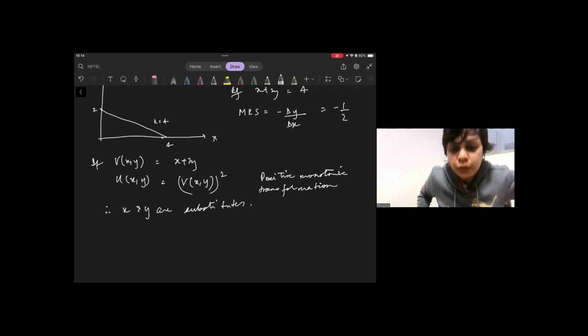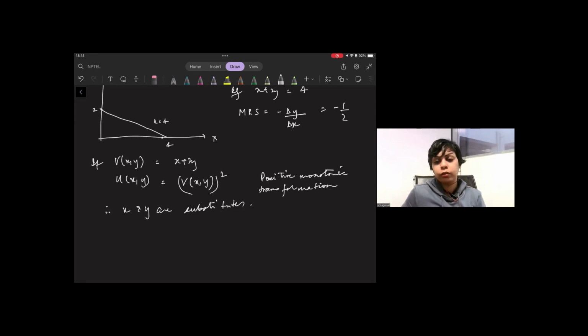They're not perfect substitutes. Why? Because for perfect substitutes, the coefficient of both has to be the same. So if x and y both had the same coefficient, they would be perfect substitutes. But in this case, it is x plus 2y, not x plus y. Even if it were 2x plus 2y, they would still be perfect substitutes because the coefficient is the same. But in this case, it's not so.